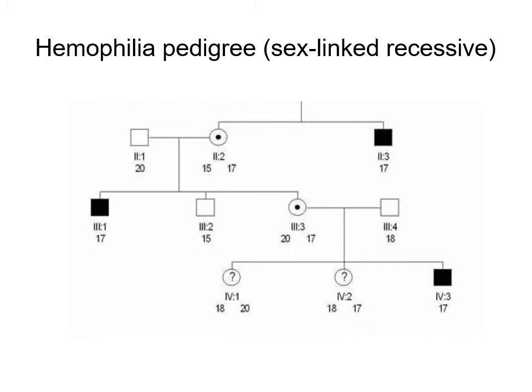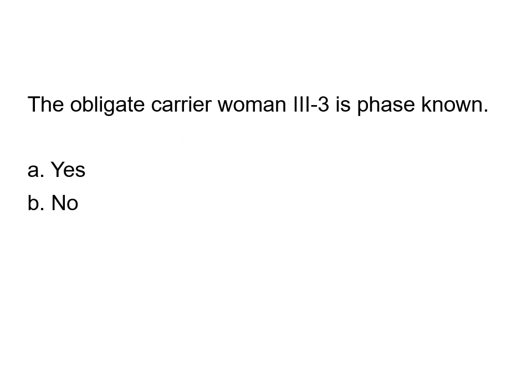Her brother has the disease, and he carries STR allele 17. Her carrier mother has alleles 15 and 17, and her uncle has allele 17. Her father has allele 20. So we know that she has alleles 20 and 17. And we can bet, even without seeing that she's got an affected child, that 17 is the one that's going along with the disease. And yes, she has an affected son, and he carries allele 17, which is passed to him by his carrier mother. So the obligate carrier woman 3-3 is phase known. The answer is yes.